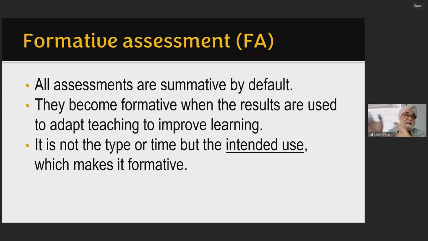So what defines or differentiates formative and summative? The intended use. Why you are assessing? To know how much the student has learned or to improve the learning. And that is what differentiates between formative and summative. But please remember, by default, all assessments are summative.